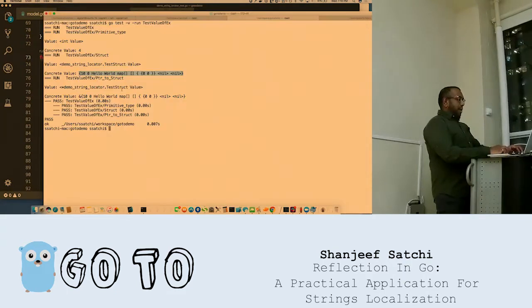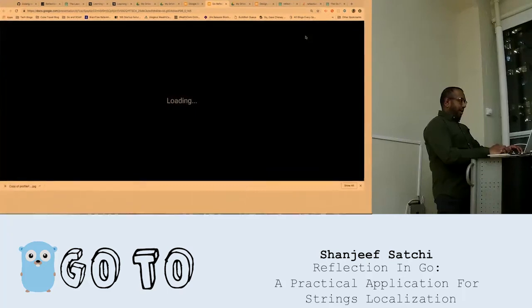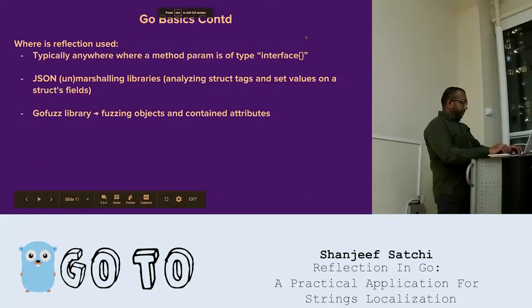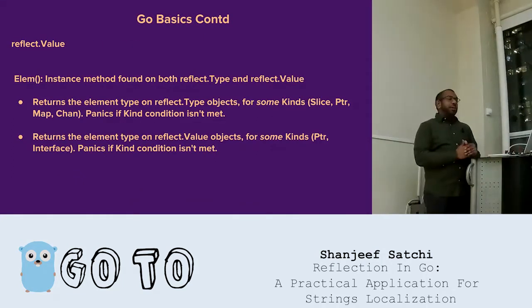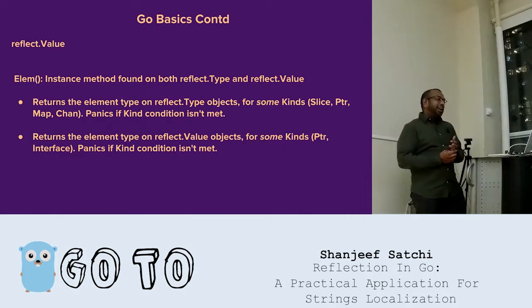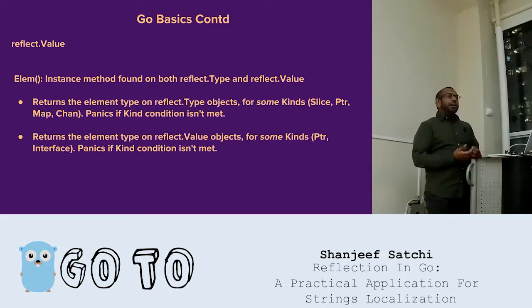Next we have the Elem method. That's an instance method found on both the type and value structs. But we have to be careful here because it will panic as intended. For reflect type objects, you probably want to check the kind first, that it's a container type. You can think of that as a slice, pointer, map or channel. Otherwise, it would panic. For value objects, it would only be successful if it's a pointer or interface type.